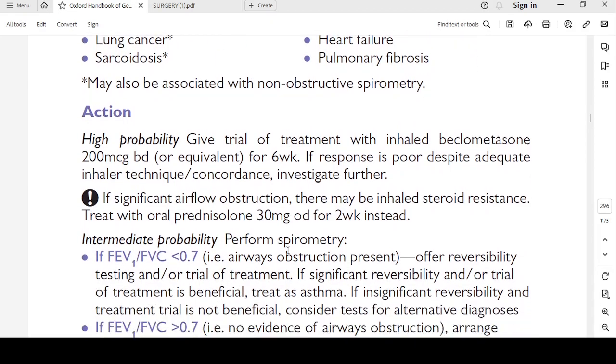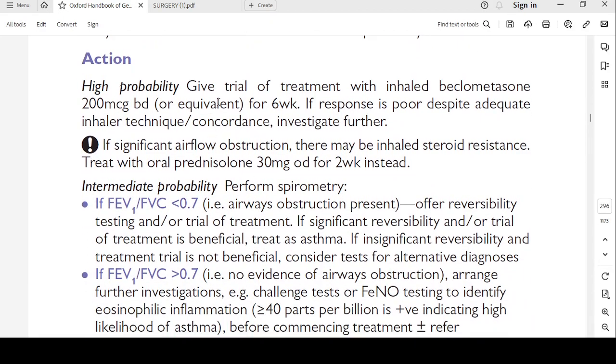Action. When there is high probability, give a trial of treatment with inhaled beclomethasone 200 micrograms BD or equivalent for 6 weeks. If response is poor despite adequate inhaler technique and concordance, investigate further. If significant airflow obstruction, there may be inhaled steroid resistance. Treat with oral prednisolone 30 milligrams OD for 2 weeks instead.